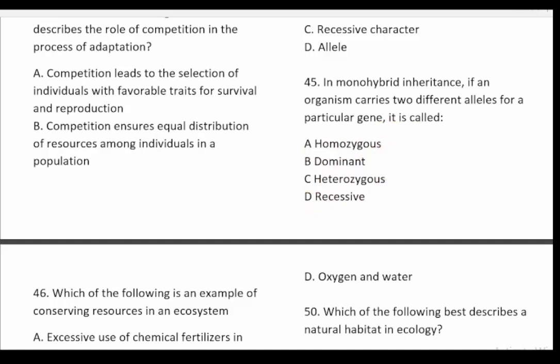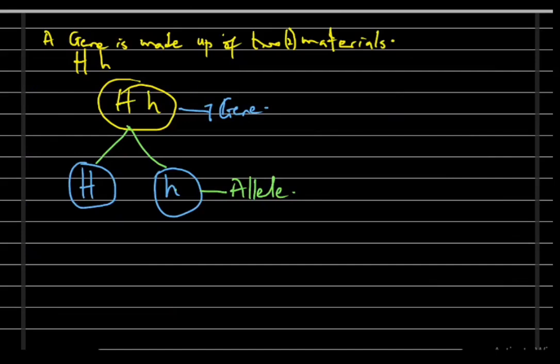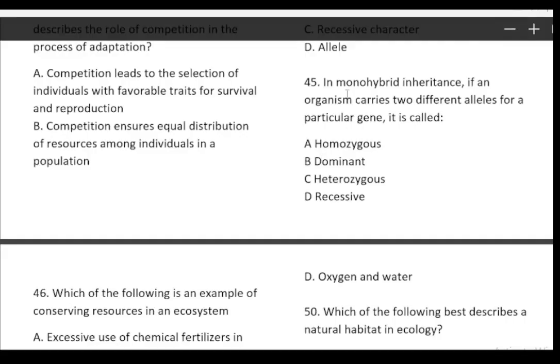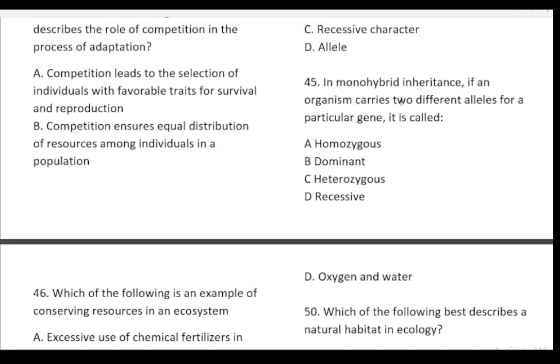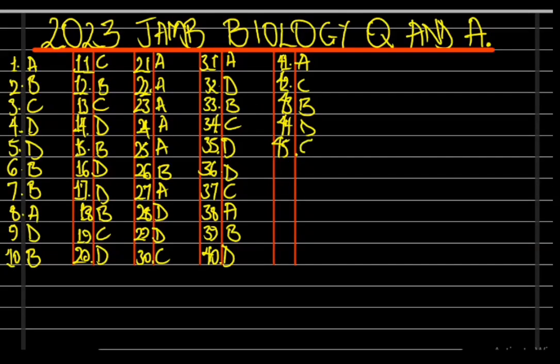Like I just told us now, we have two alleles. This one here is referred to as the dominant, while this one here is referred to as the recessive. So the question is asking us now that in monohybrid inheritance, if an organism carries two different alleles for a particular gene, it is called the heterozygous. Homozygous means that they carry the same allele for that particular gene. But heterozygous, they carry two different alleles. So that is heterozygous, which is the answer to question 45, option C.